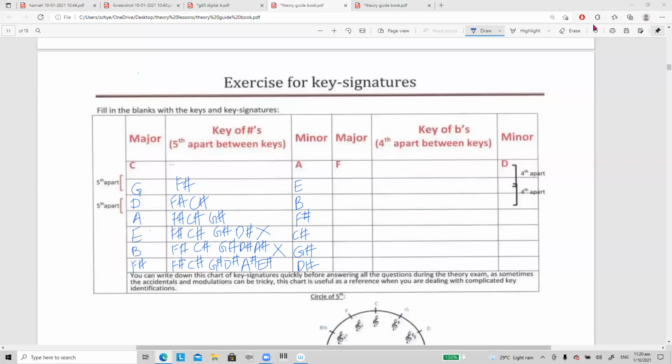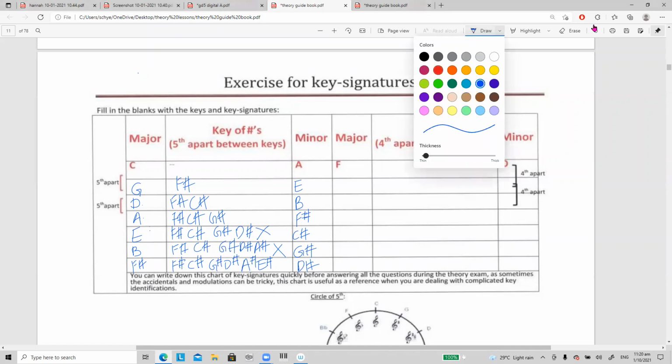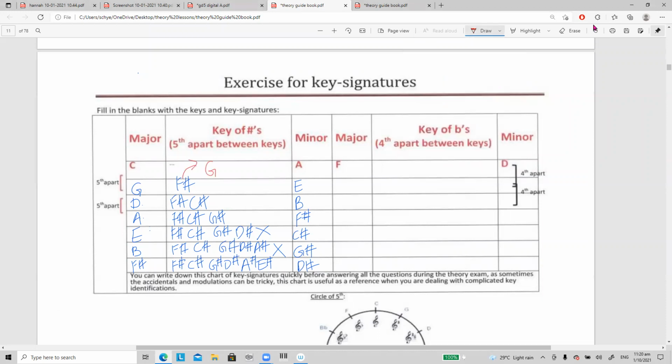Now I have already filled in all the sharps. How do you know whether your chart is correct? F sharp go up a semitone is G, so it's G major. C sharp go up a semitone is D, so it's D major. G sharp go up a semitone is A, so it's A major. From here, you know that your key is correct.